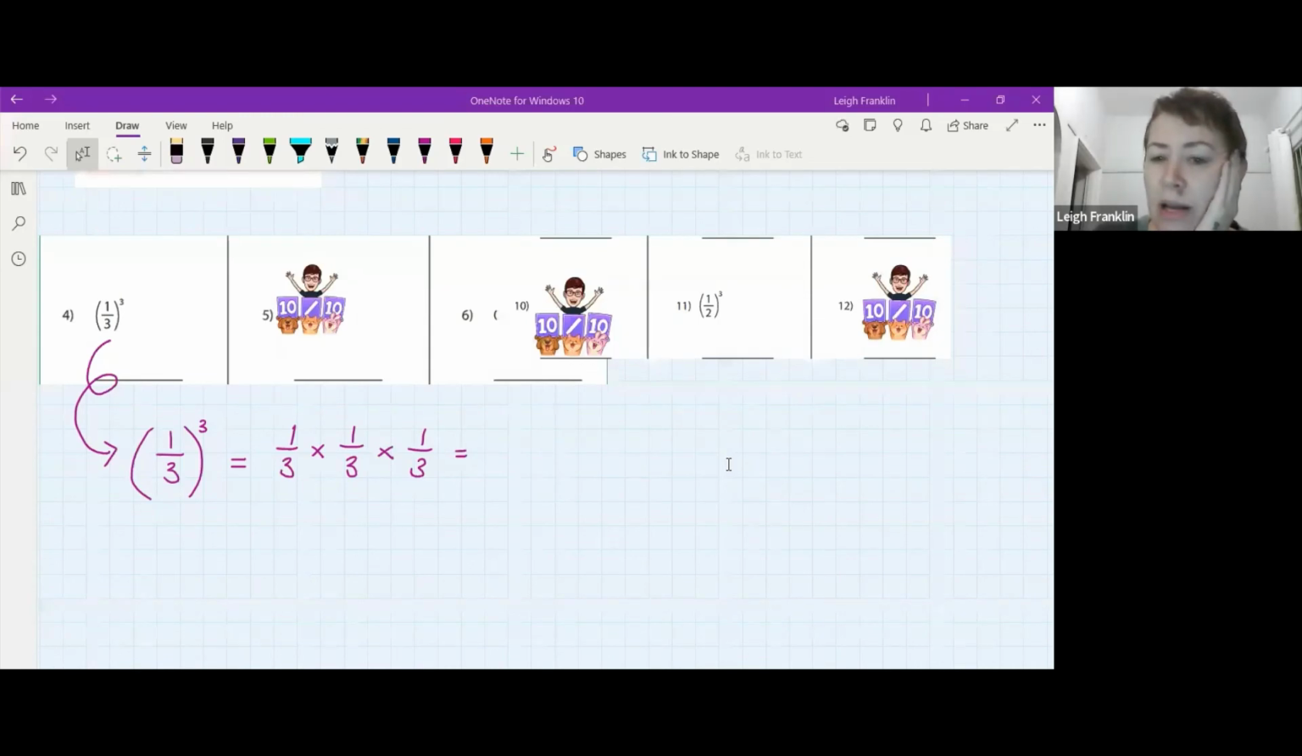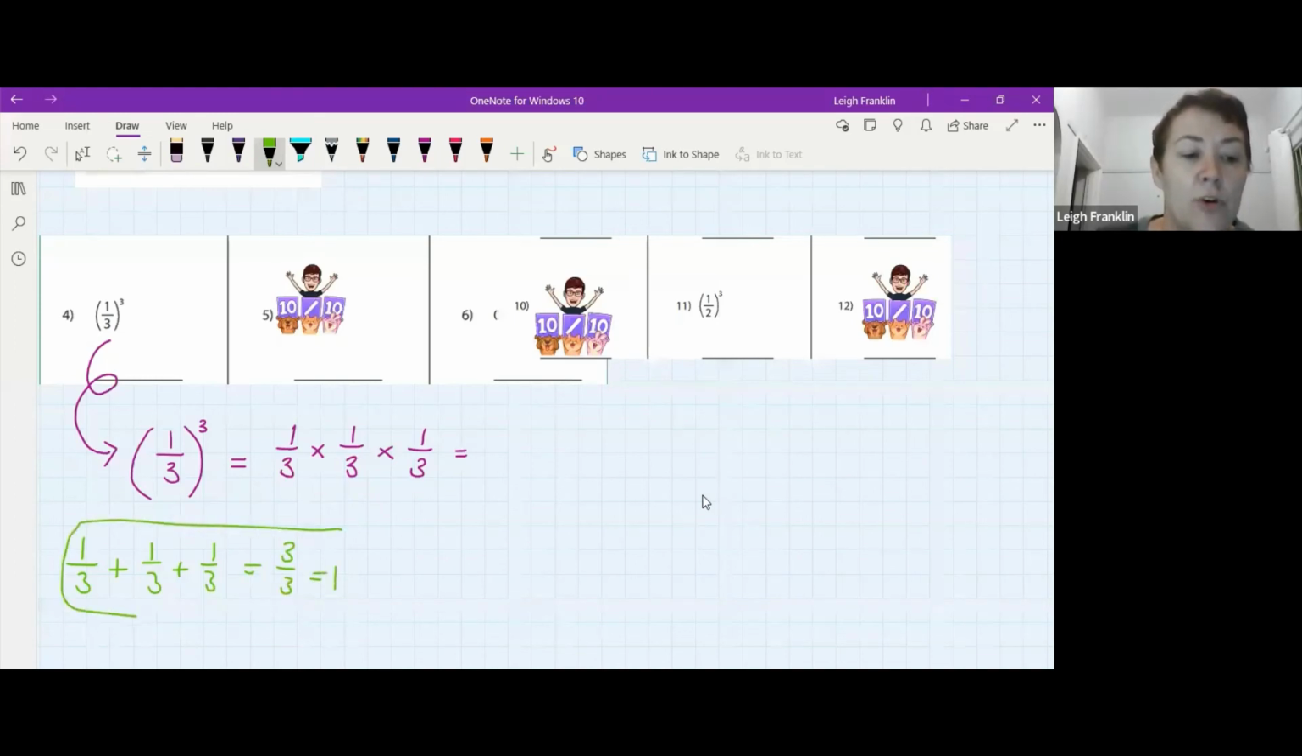How do we multiply fractions? It's a whole. Is it? A third times a third times a third is a whole? Oh, no. If I say a third plus a third plus a third, then you're right. I do get a whole because I get 3/3, which is 1. But I am not adding, because cubing means I've got to take something and times it by itself.